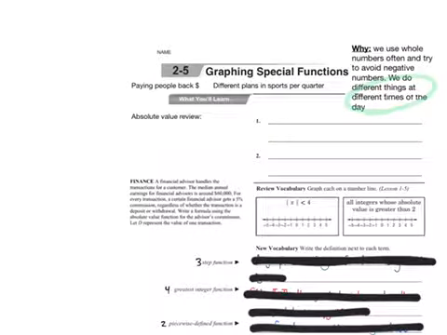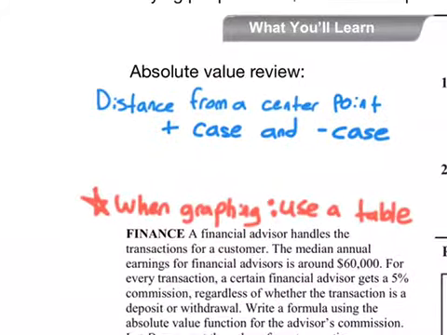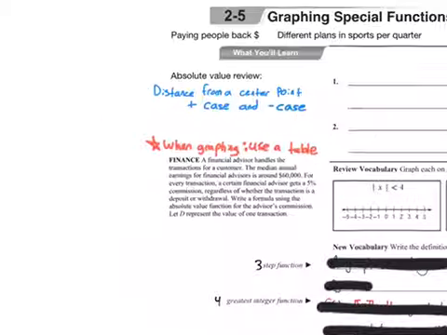The first one we're going to see here is absolute value. So we're going to do a quick recap on absolute value. Remember that absolute value is distance from a center point, and there's going to be two cases: the positive case, moving from the center point in the positive direction, and the negative case, distance from the center point in the negative direction. When graphing, you will want to use a table. We'll also see how to find the absolute value function on our calculator.